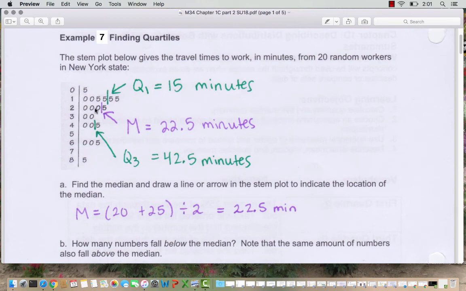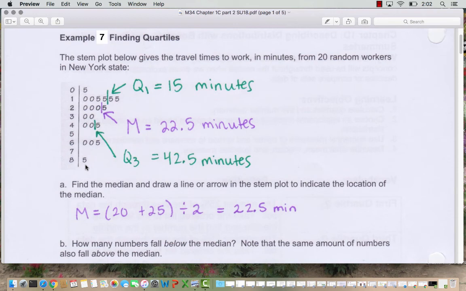We see there are 3 different commuters who had 20 minutes as their commute time and 1 commuter who had 25 minutes. The shortest commute time was 5 minutes and the longest was 85 minutes. This is a random sample, so we're going to treat it as representing the population of workers in New York State and their commute times. Our first task is to find the median.